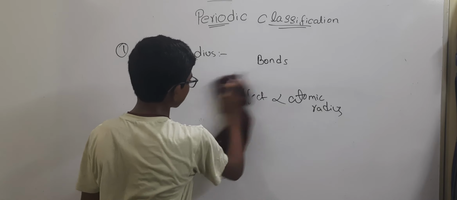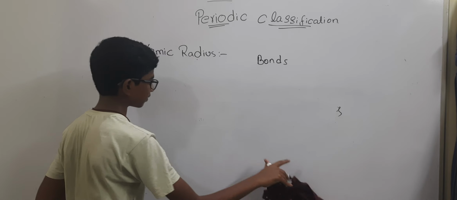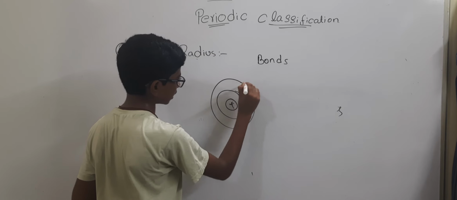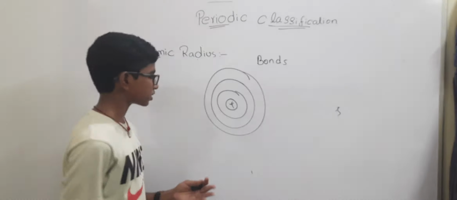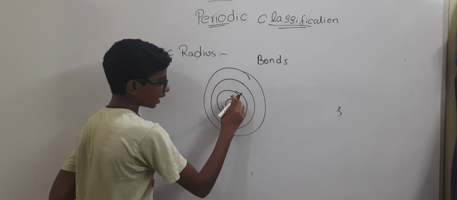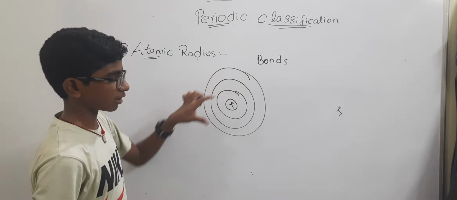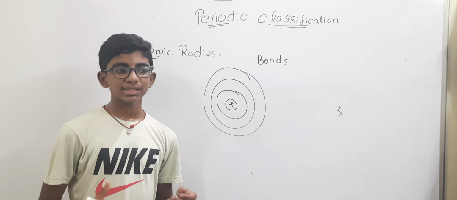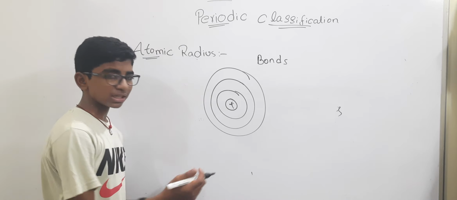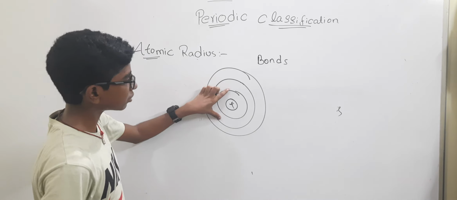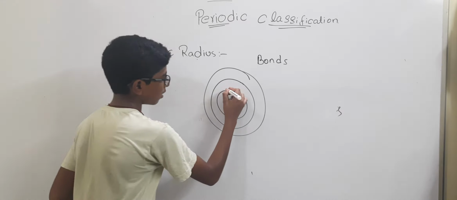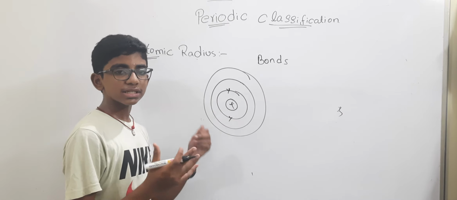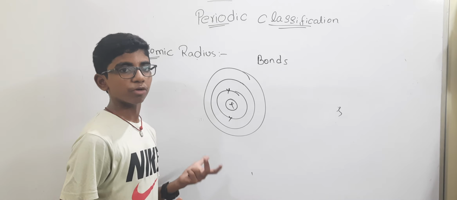Then the third one is number of shells. It is very easy. Suppose this is the nucleus, first shell, second shell, and third shell. For the attraction from the nucleus on first shell electrons, the atomic size is less because the attractive force is more. It is nearer to the nucleus. For the first shell, the electrons are very near to the nucleus. Distance is very less, so the attractive force is very high.